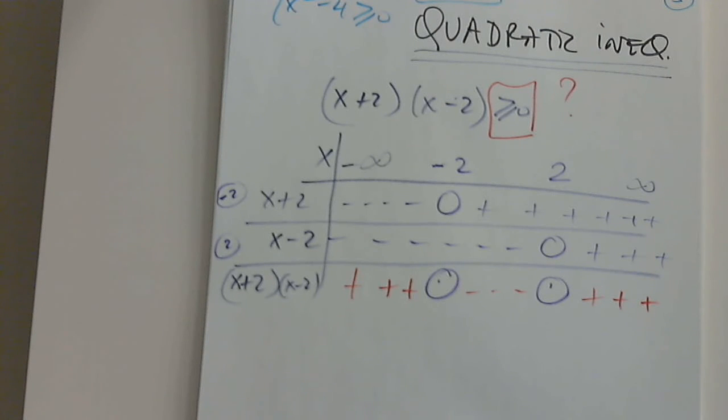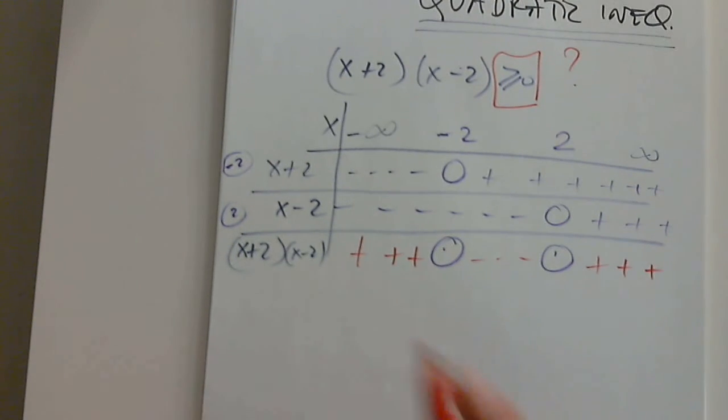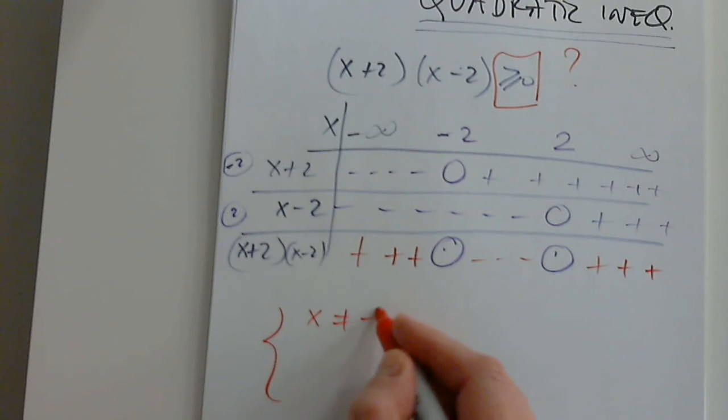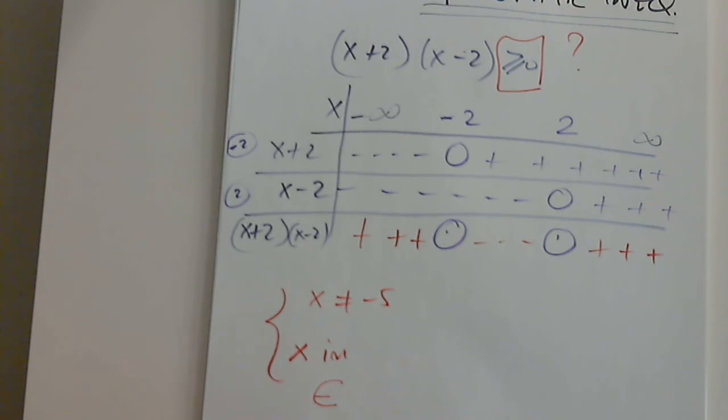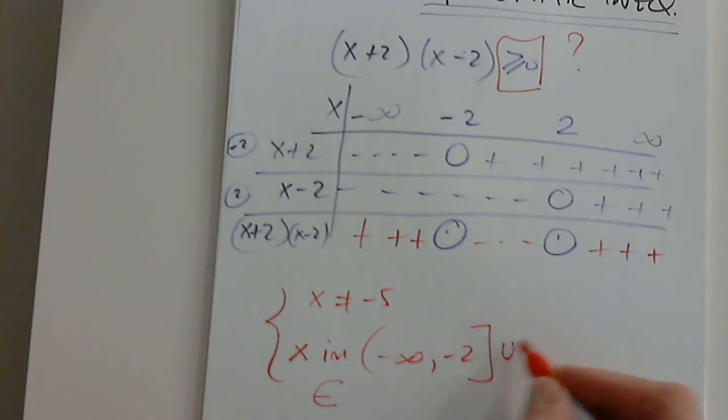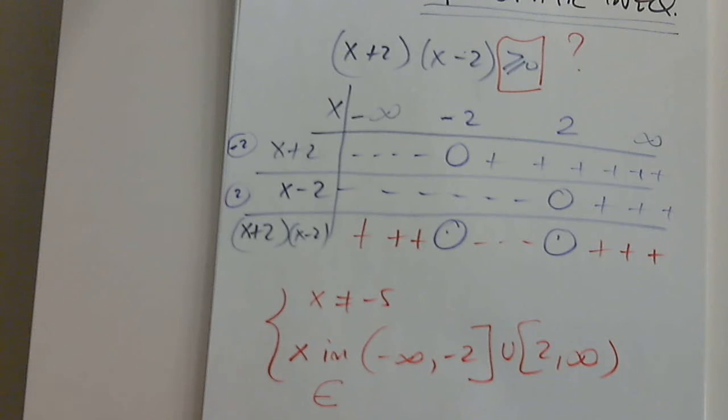is it ever positive? Yes. For which x values? It's from negative infinity to negative 2, and then 2 to infinity. That's it. That's the answer. Just for one part of the problem. So the first one was not -5, and the second one is we don't really write in words. It's this mathematical symbol, x in the interval, negative infinity to negative 2, union 2 to infinity.